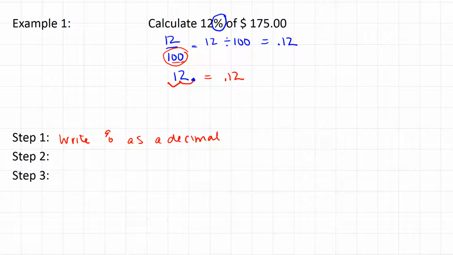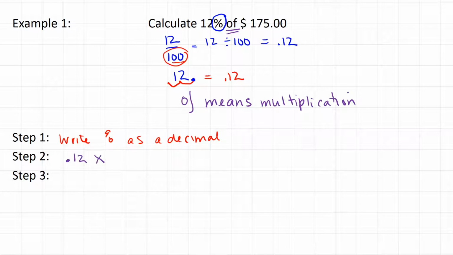The second part is to realize that the word "of" means multiplication. So that means that I'm going to actually do the multiplication. I'm going to take 12% as a decimal, 0.12, times $175. That's not something we expect you to do in your head, but you can help using your calculator, and you'll find that it is 21.